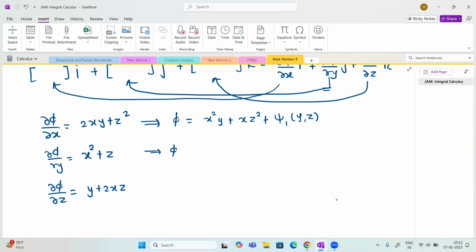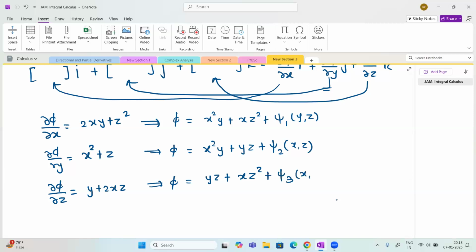Can anyone tell me phi? That means we have to integrate with respect to y now. This is a derivative with respect to y. We will integrate. x square y plus yz, plus psi 2 of x, z. Exactly. And what about this? yz, very good. xz square plus psi 3 of x, y. So we have to write phi.